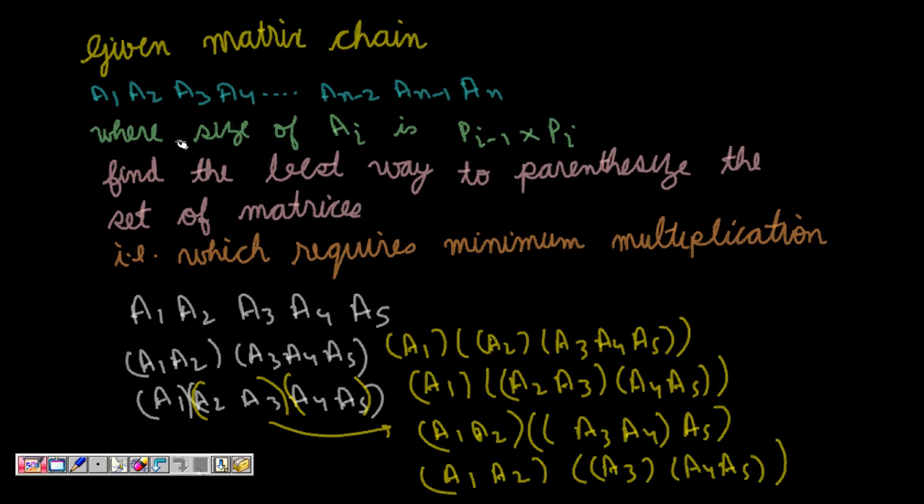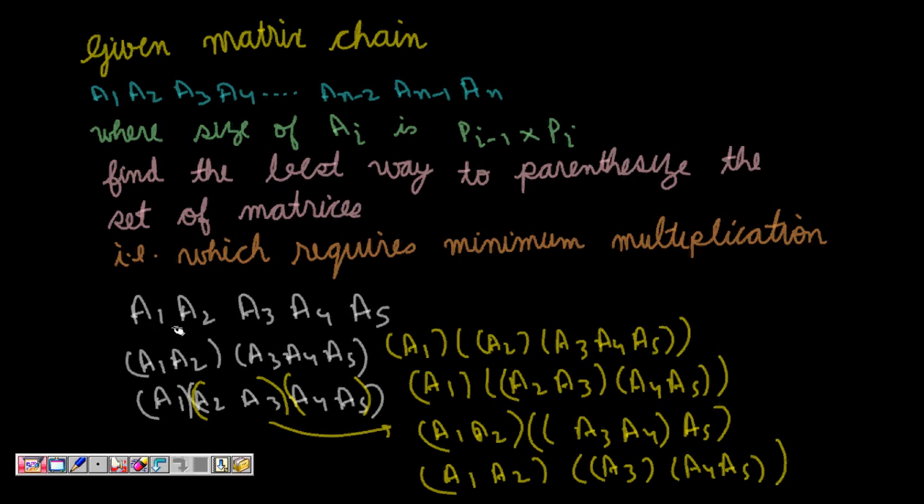Our question is: given a matrix chain A1, A2, A3, A4 till An. So I am given n matrices of compatible size for multiplication, that is, each Ai has size p(i-1) cross pi, so that rows and columns of each neighbors match. So find the best way to parenthesize the set of matrices so that they can be multiplied, which requires the minimum number of multiplications. So let's understand the question first.